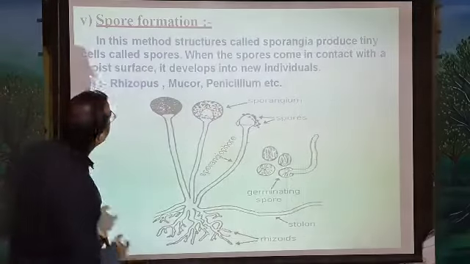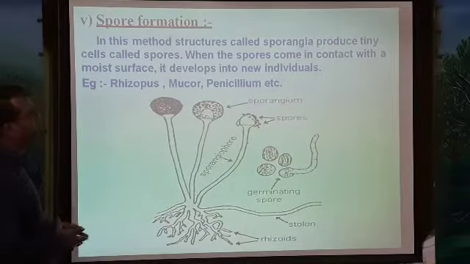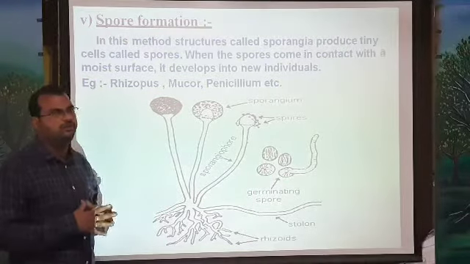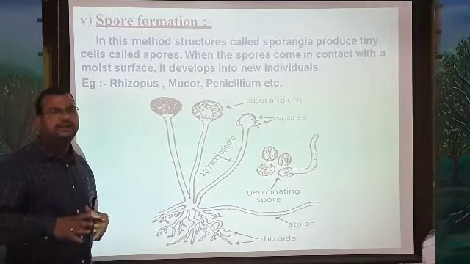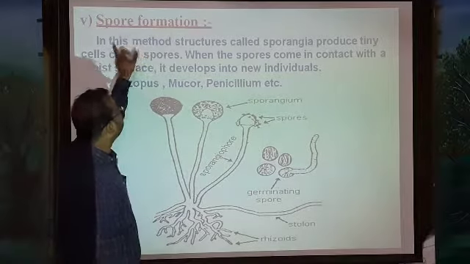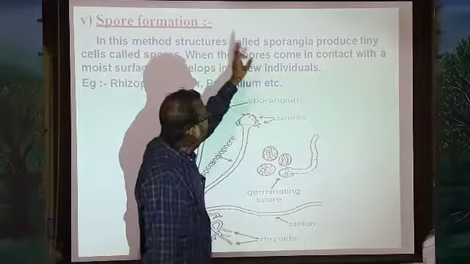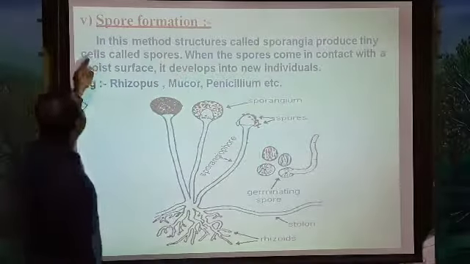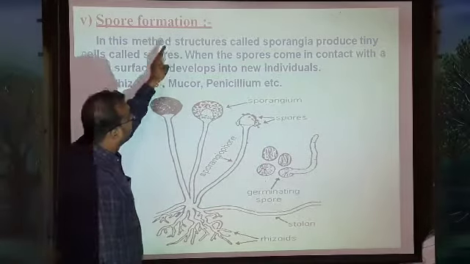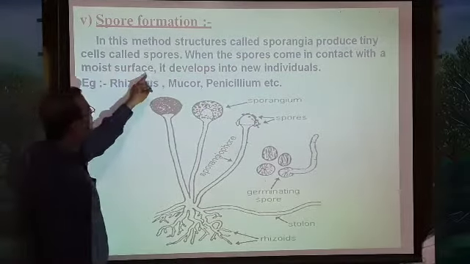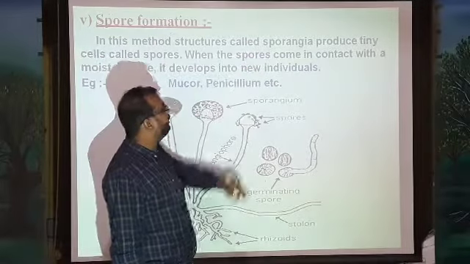If you go to the fifth one, that is spore formation. Spore means seed-like structures are developed. Those seed-like structures are going to become a new individual. In this method, structures called sporangia produce tiny cells called spores. When the spores come into contact with a moist surface, they develop into new individuals.